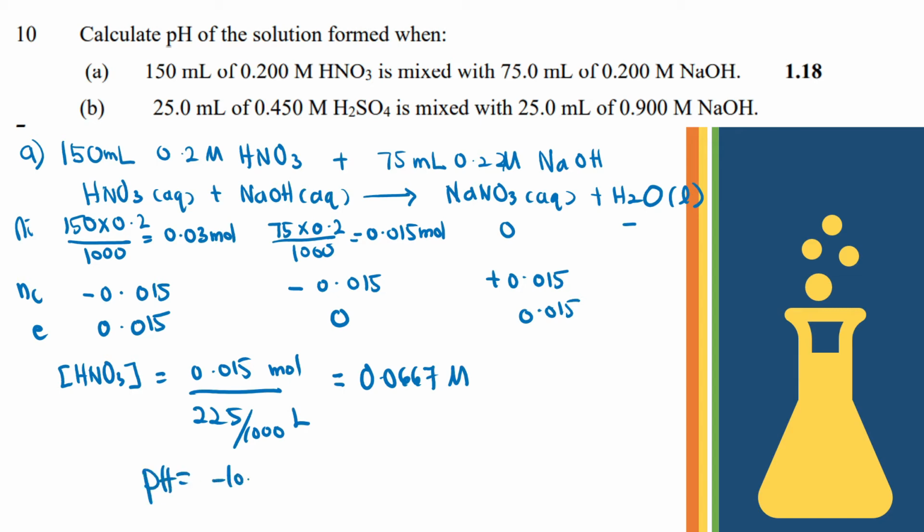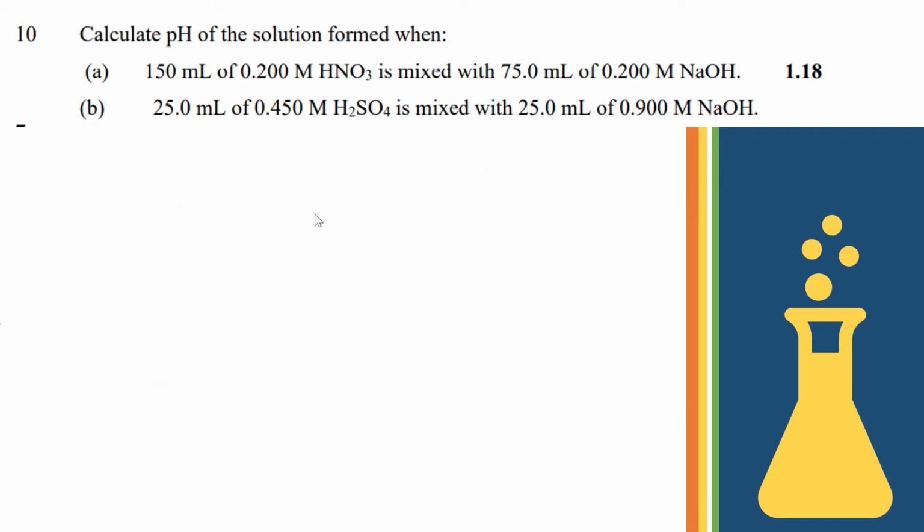Now we can calculate the pH. pH is equal to negative log concentration of H plus, equal to negative log 0.0667. So we get a pH of 1.18. Now for question 10B.